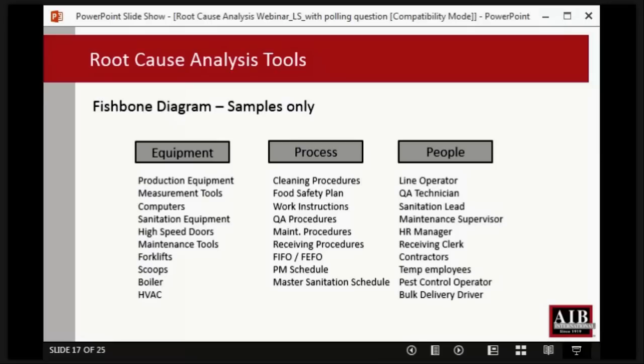So underneath the heading of people, we have the processing people, line operators, supervisors, quality technicians, sanitation people, our maintenance manager and supervisor, HR, our receiving clerk and contractors. So all of these people, pest control included, bulk delivery, all these things would come under the heading of people.